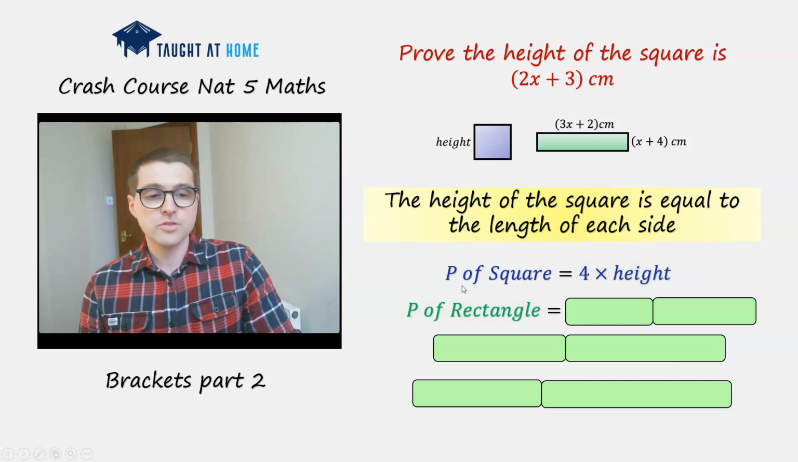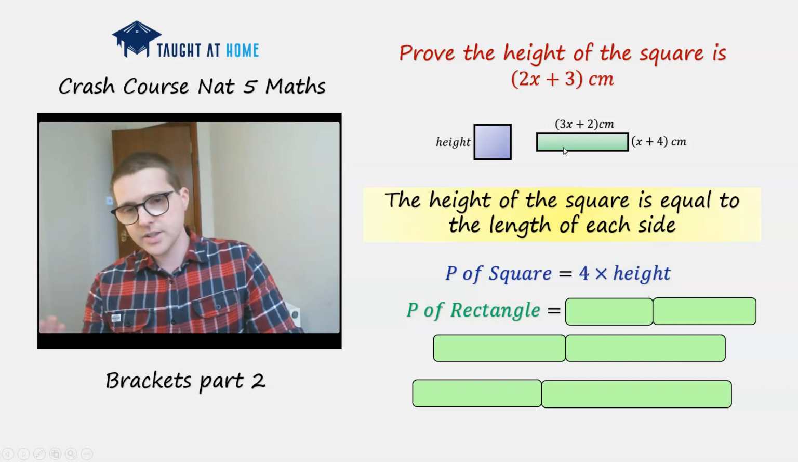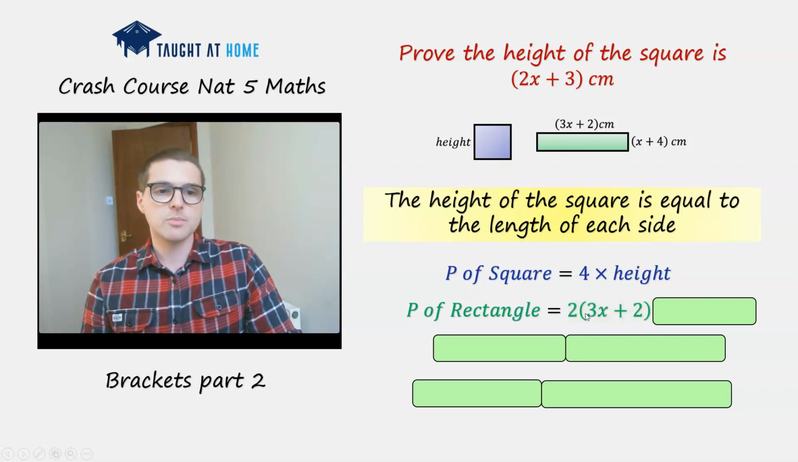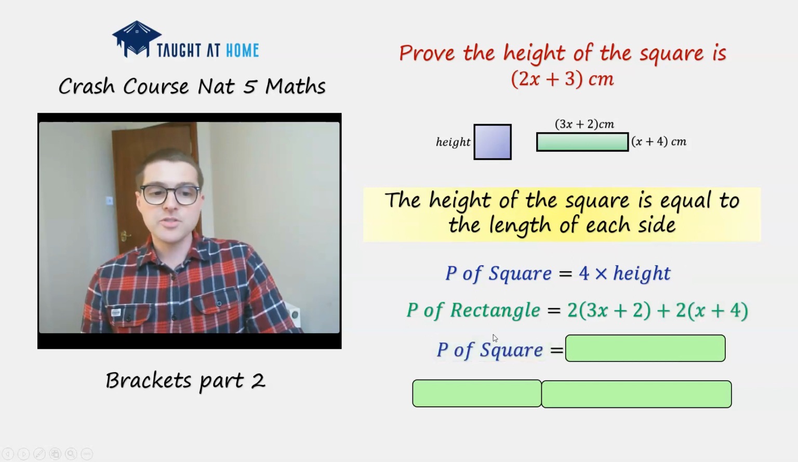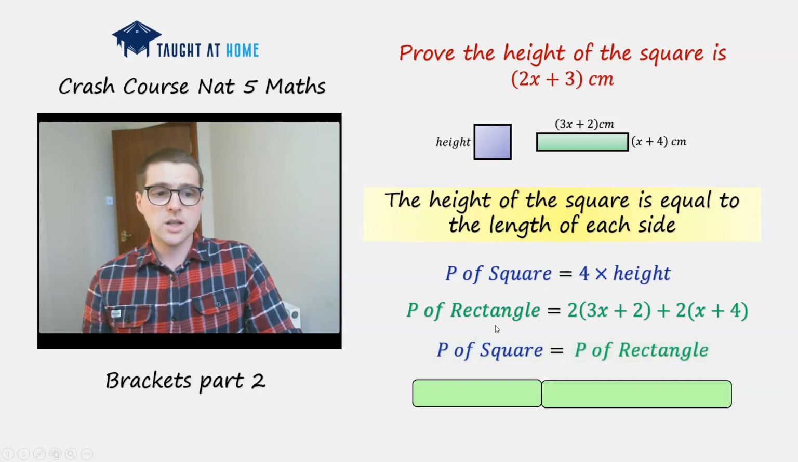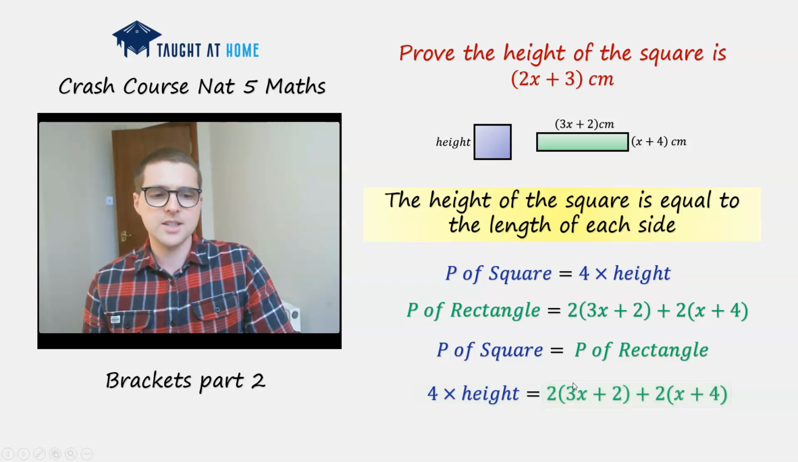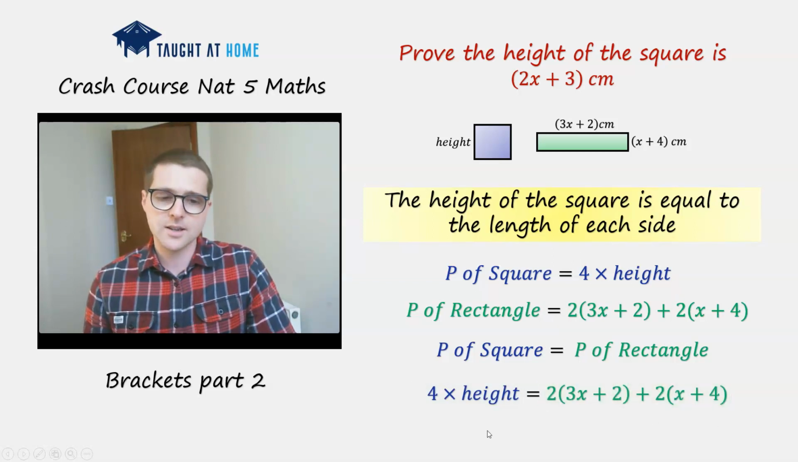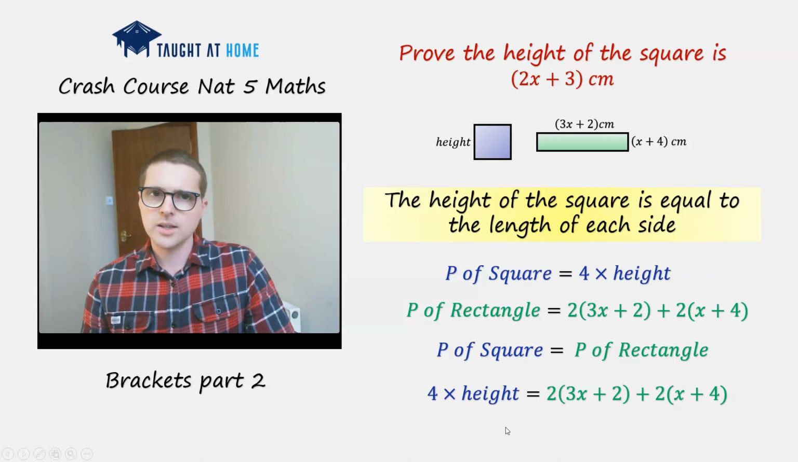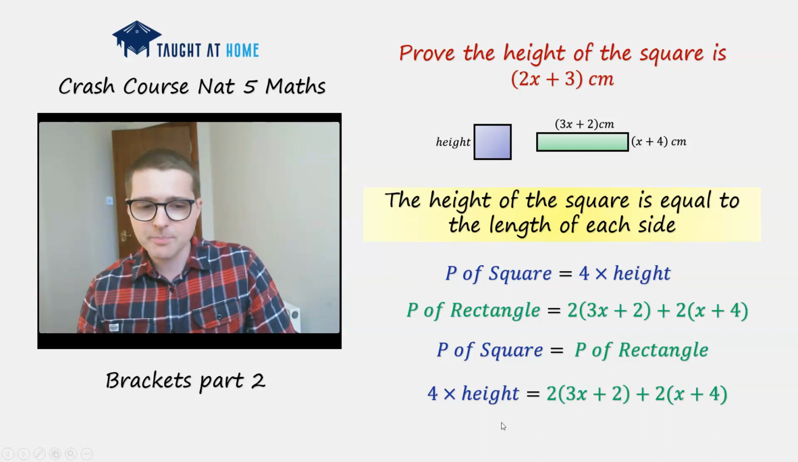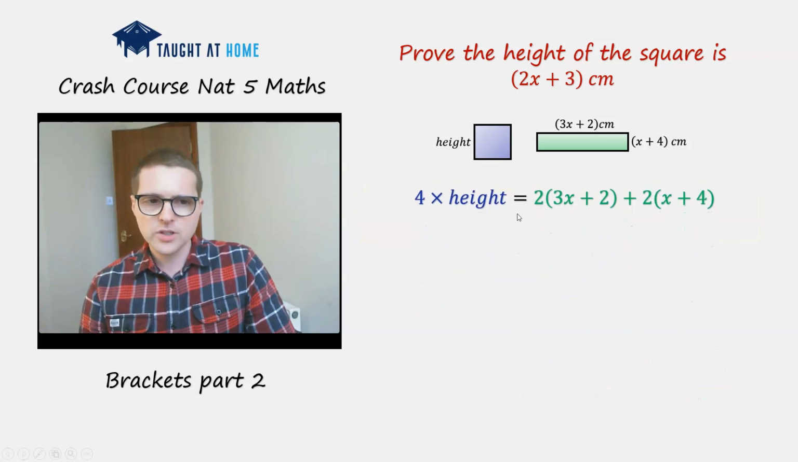Now we can say that the perimeter of the rectangle, just like in the previous example, we're going to be multiplying the brackets. So we've got 2 lots of 3x plus 2, and we've got 2 lots of x plus 4. Now the perimeter of the square is equal to the perimeter of the rectangle. So we can say that these are equal. So 4 times the height is equal to this term in the brackets here. Okay, so now we're going to move on to the next step. So 4 times the height is equal to this.